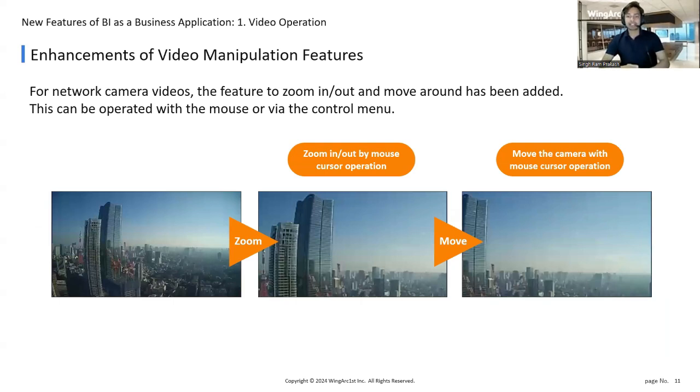Moving forward, additionally, you can now zoom in, zoom out, and pan on video from network cameras. You can control the camera using mouse operations through the control menu. This allows you to enlarge small, hard to see footage and check details that were previously difficult to see.